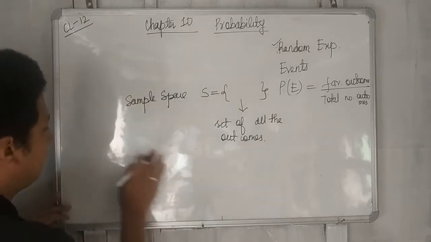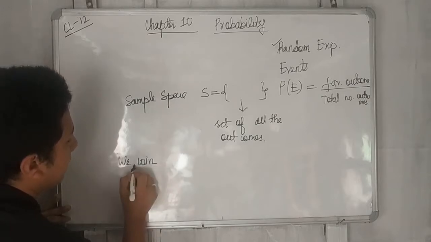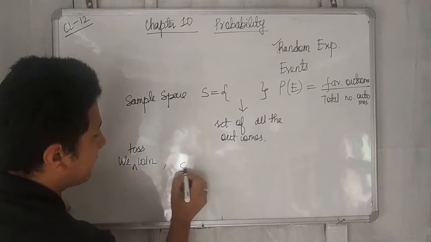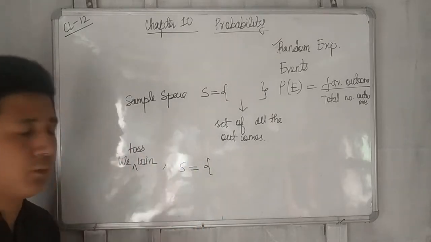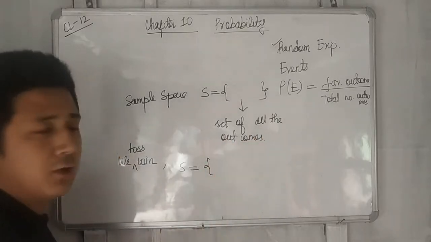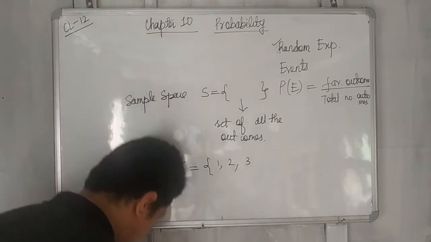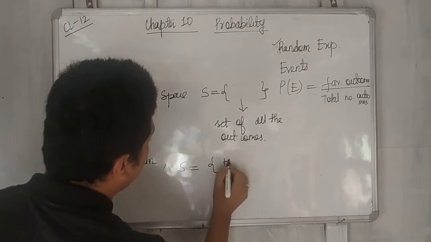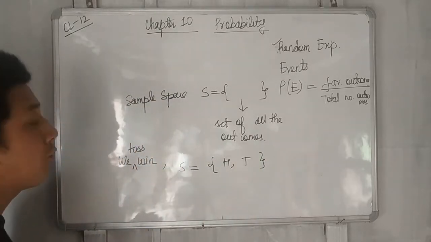Suppose, for example, we toss a coin. Then what will be the sample space? I'm not talking about probability here. Sample space means the set of all outcomes, right? So when tossing a coin, either I'll get a head or I'll get a tail. So there are a total of 2 outcomes when you toss a coin.